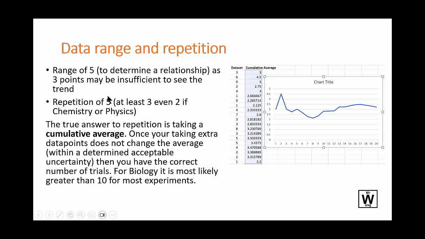Generally, because we're doing absolute uncertainty, the mean, which is a statistic, we've now gone to 5, so repetition of 5. What's the true answer? Well, the true answer is you take a cumulative average, and so for biology it often ends up to be around 10, but it can be more. So once taking more values doesn't change your average within your predetermined acceptable uncertainty limits, that's how you actually know what the true number of repetitions you should be taking. Okay?